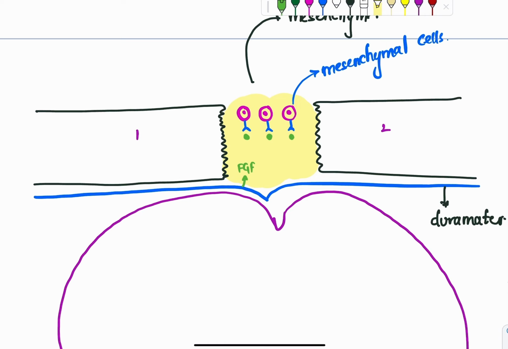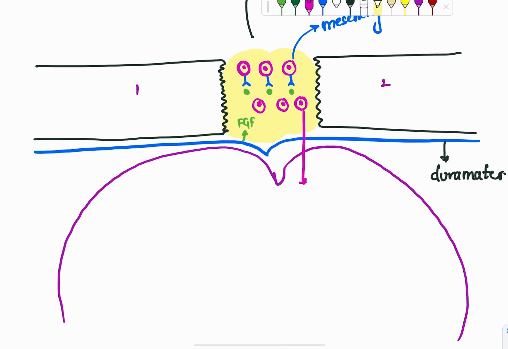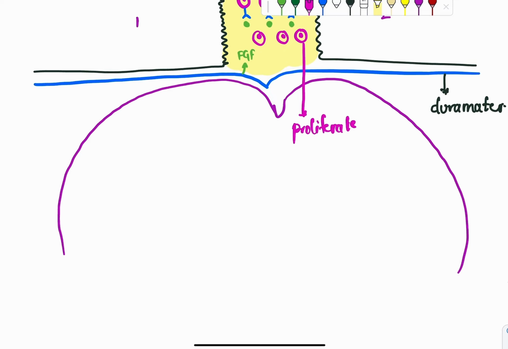Yes or no? The dura mater is giving a signal to the mesenchyme. Now mesenchymal cells are activated. Now when mesenchymal cells are activated, they proliferate, they divide, right? Let me show the division also. You see the mesenchymal cells started to divide, and these mesenchymal cells will proliferate into osteoblast cells.